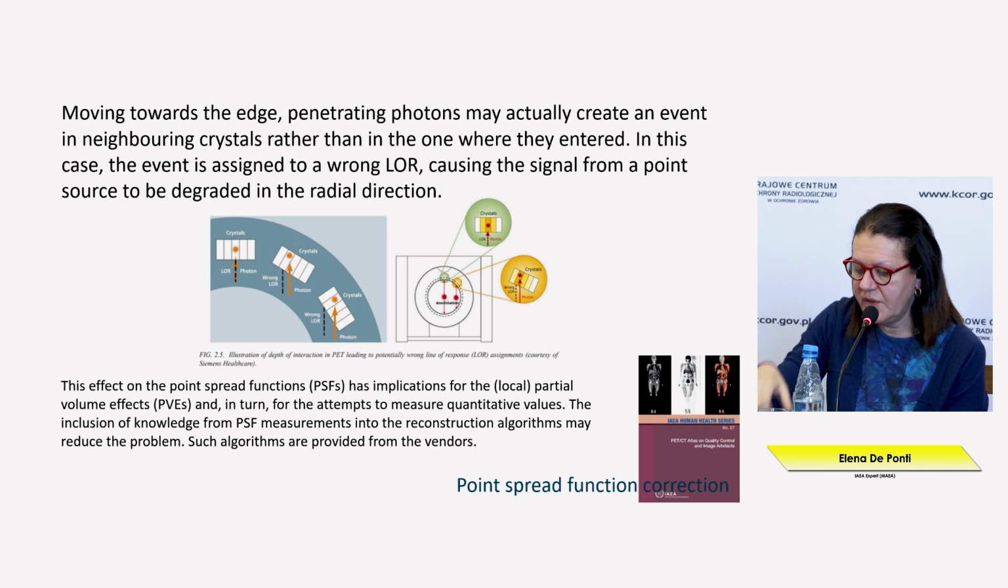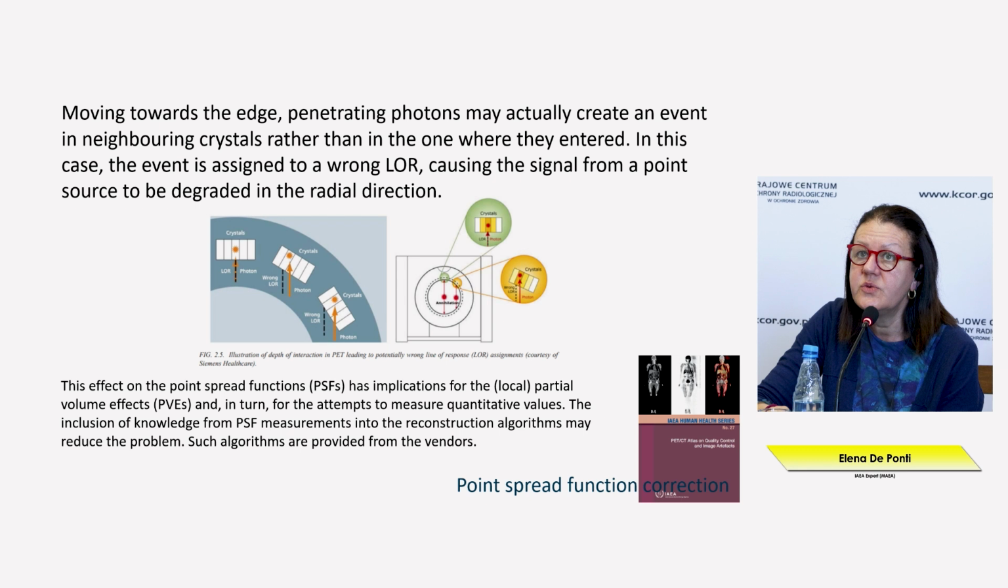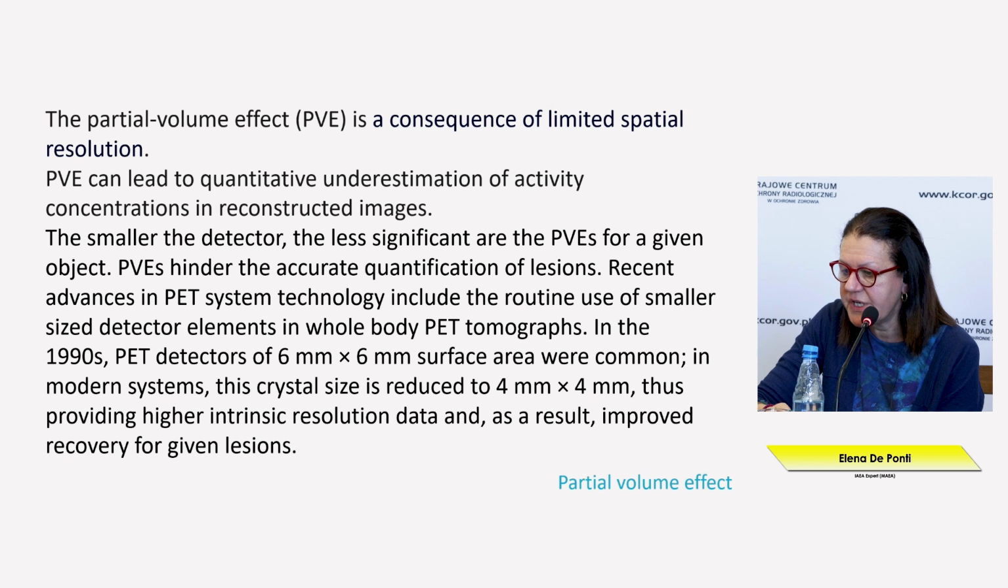In this case, we can simulate this situation, and usually most of the scanners have the possibility to correct for the point spread function. It's important to check the performances of this kind of correction, as sometimes they can not always work in the proper way. And so we have to check.